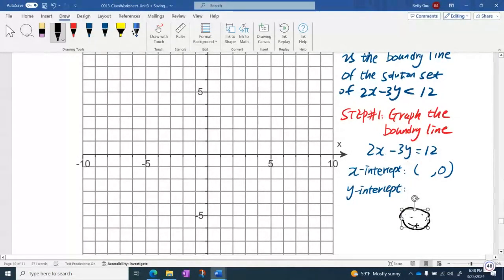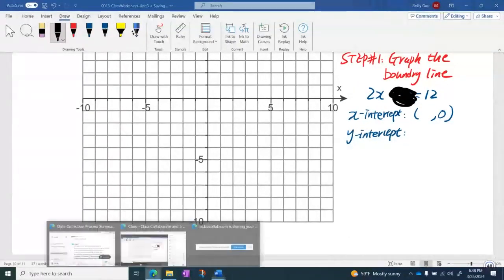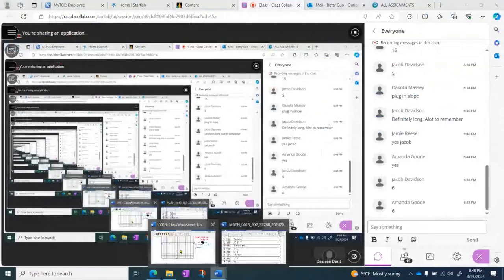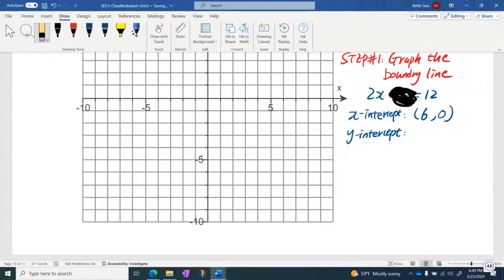The equation was 2x minus 3y equals 12. Now we're going to make y be 0 in order to find the x-intercept. Make y be 0 means we're going to make this part disappear, and you are looking at 2x equals 12. If twice x equals 12, then x equals 6. Awesome. Perfect. x equals 6. So (6, 0) is the x-intercept.